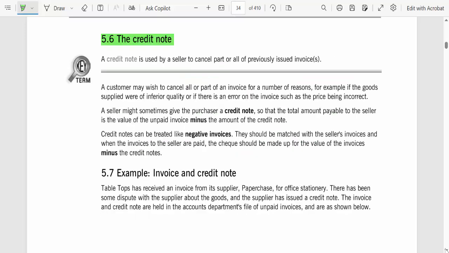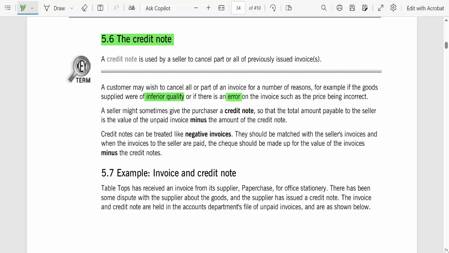A credit note is a document issued by a seller to reduce the amount a customer owes on a previously issued invoice. It acts as a way for the seller to adjust the outstanding amount, which can happen for various reasons, such as: 1. Quality issues. The goods delivered might be damaged, defective, or not up to the expected quality.